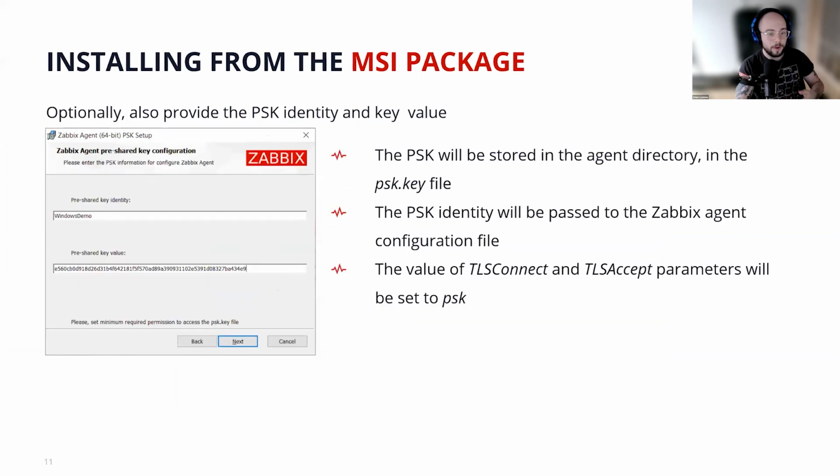And then if you have provided PSK, this is if you have ticked the PSK checkbox, this is the next screen that you'll see. You have to provide the pre-shared key identity for your agent and the pre-shared key value. The pre-shared key with its pre-shared key value will be stored in the root of the C drive, if I'm not mistaken, in the PSK key file. Oh no, in the agent directory. Sorry, in the agent directory, in the psk.key file.